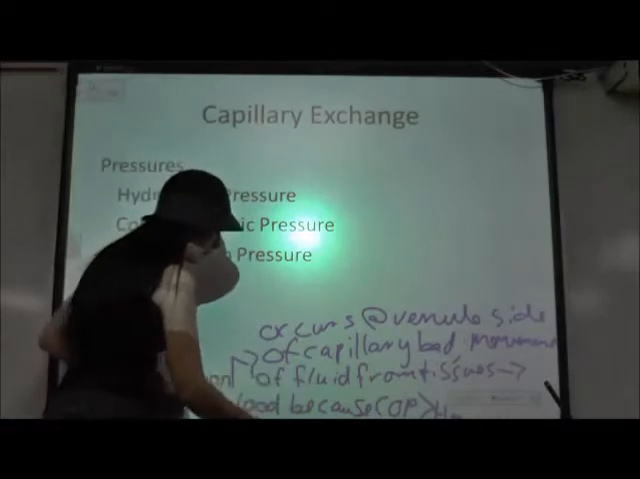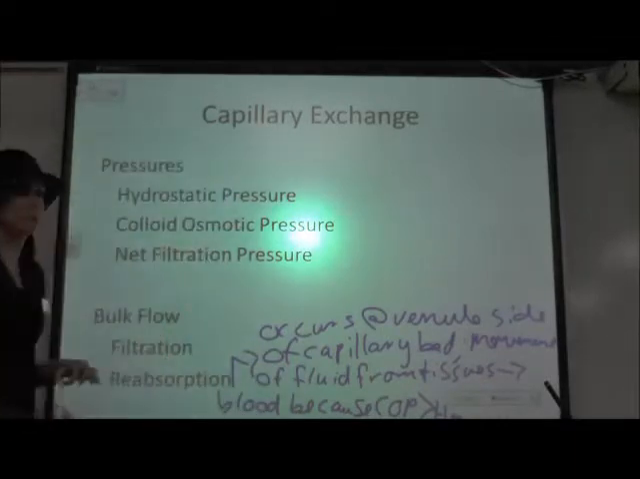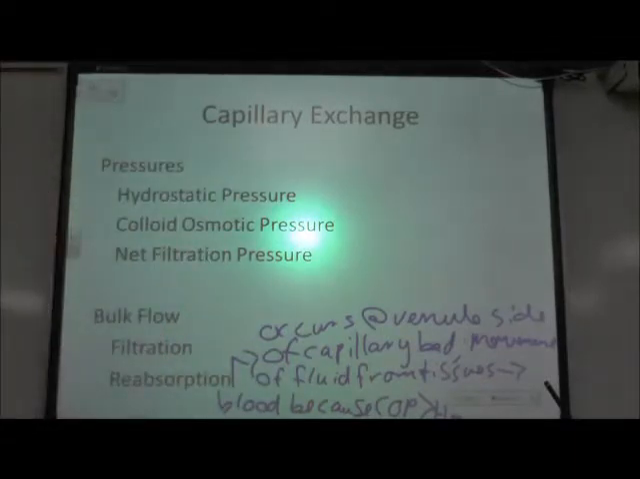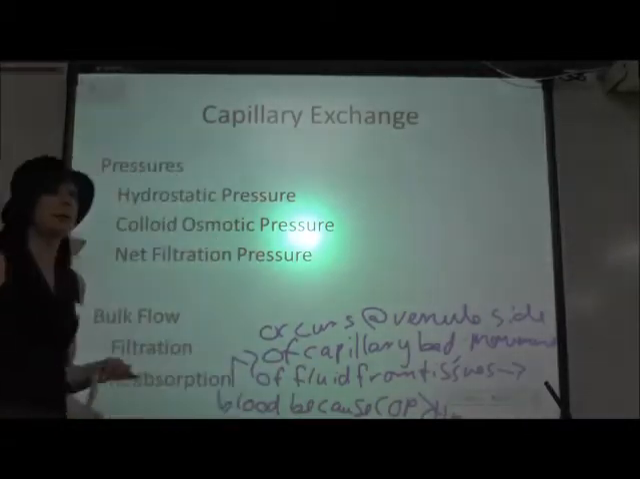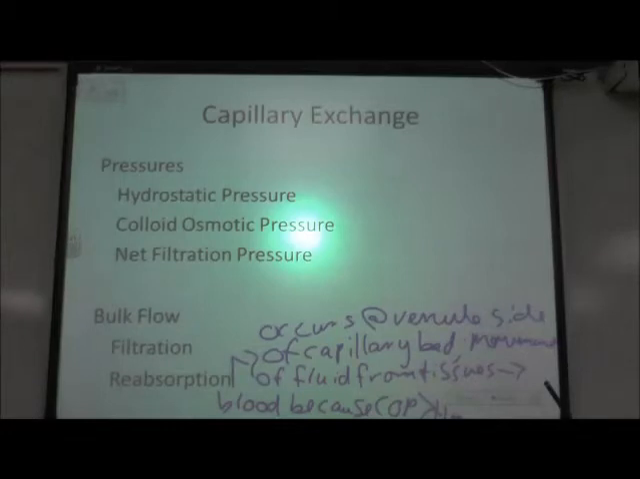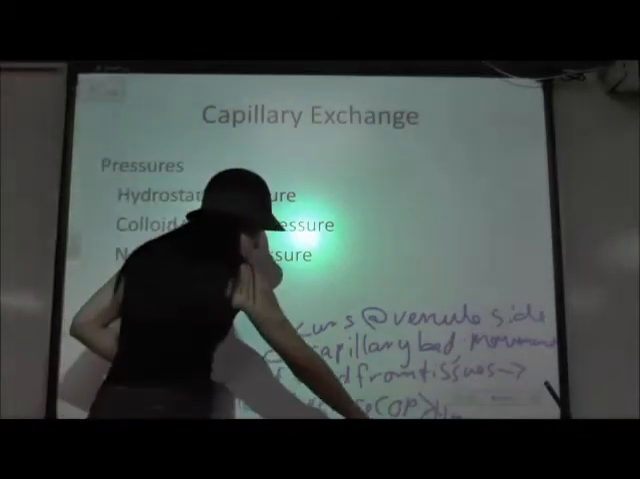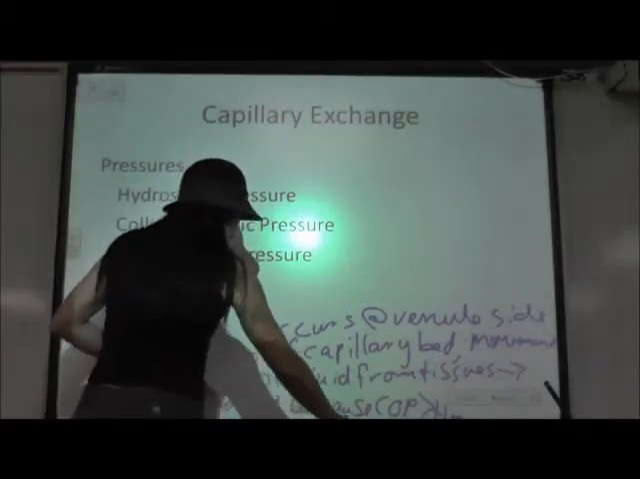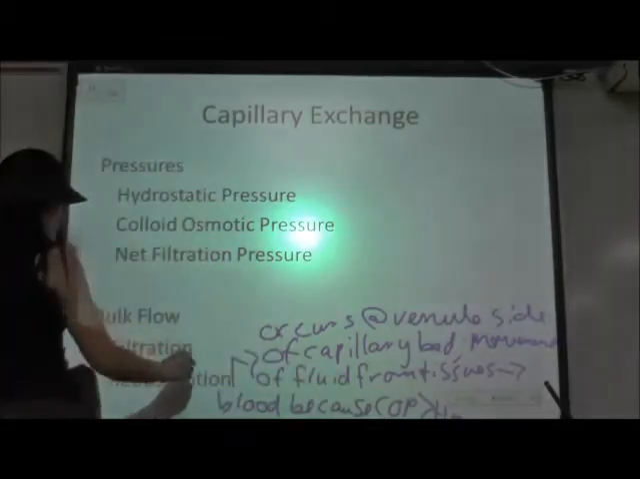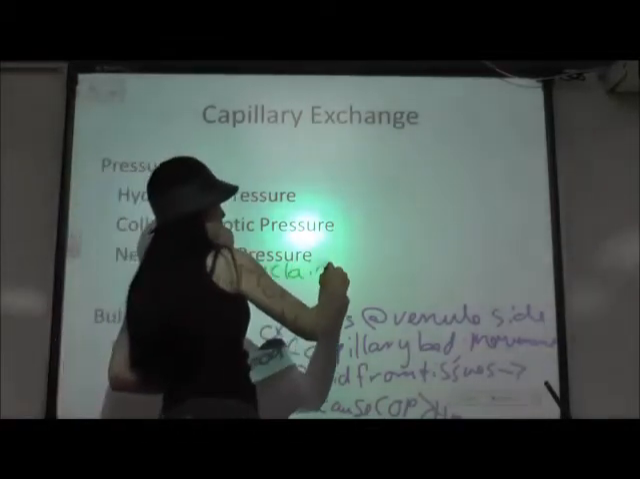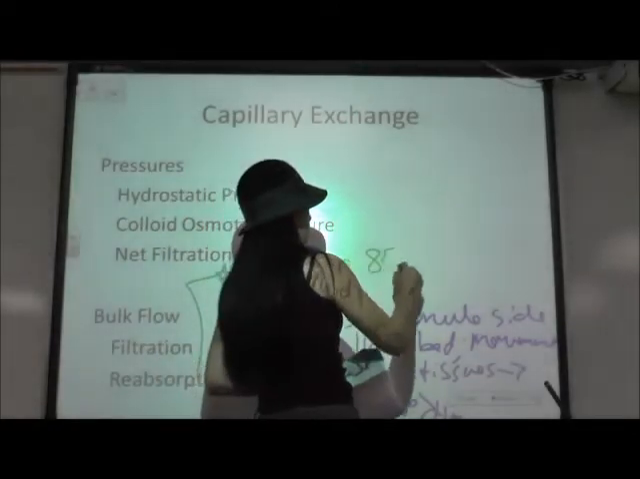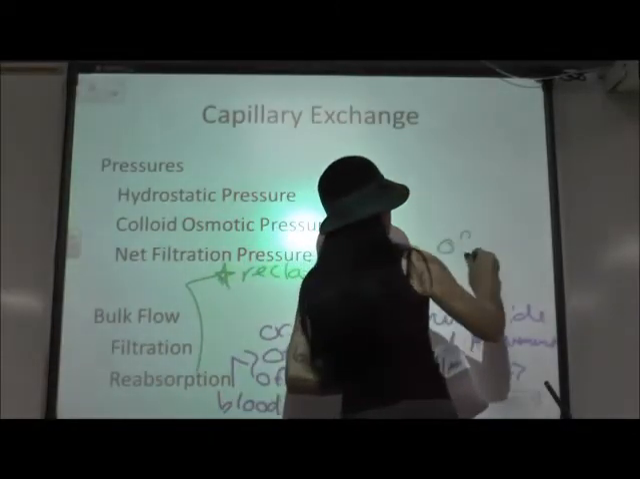This colloid osmotic pressure isn't enough to return 100% of the things that were filtered out back into the blood. So about 15% of the fluid remains, and is going to be picked up by lymphatic vessels that we'll talk about for the next test. So for reabsorption, we'll say this: reabsorption reclaims only about 85% of the fluid that was filtered out.